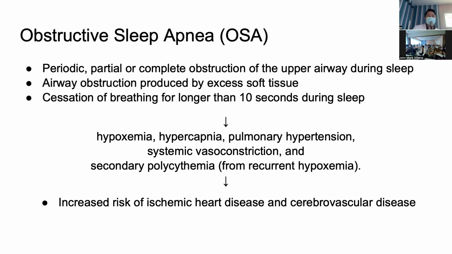Now, what we were talking about earlier, obstructive sleep apnea, is a periodic partial or complete obstruction of the upper airway during sleep. Airway obstruction is produced by excess soft tissue. There is cessation of breathing for longer than 10 seconds during sleep. It results in hypoxemia, hypercapnia, pulmonary hypertension, systemic vasoconstriction, and secondary polycythemia from recurrent hypoxia. And there is increased risk of ischemic heart disease and cerebrovascular disease.